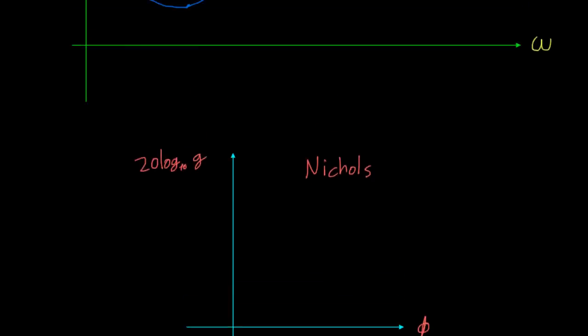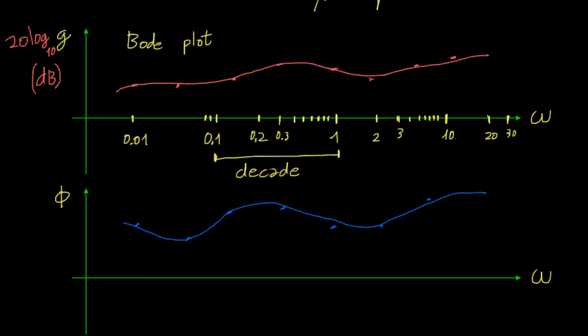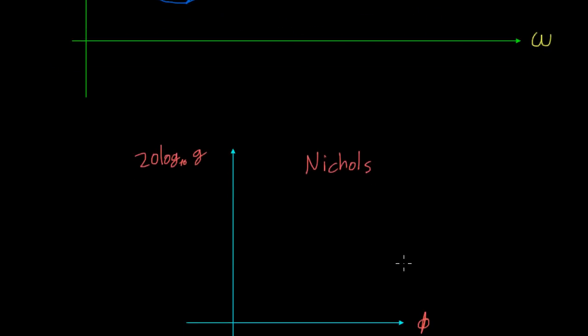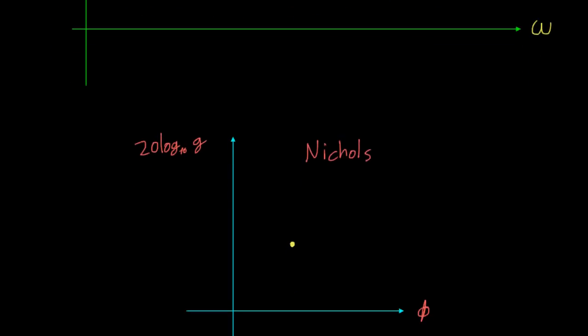So each pair of points like this has a corresponding point here, and taking some other pairs of points, and joining them, we get the Nichols plot of the system.